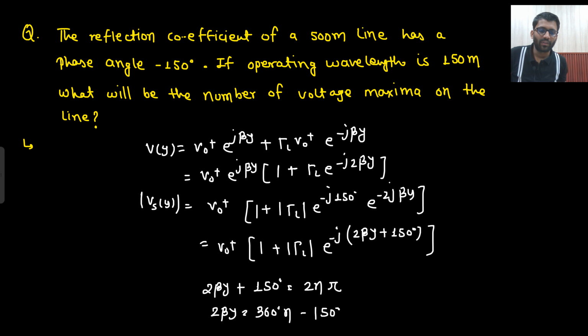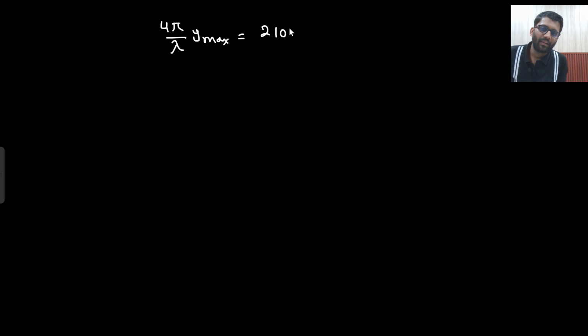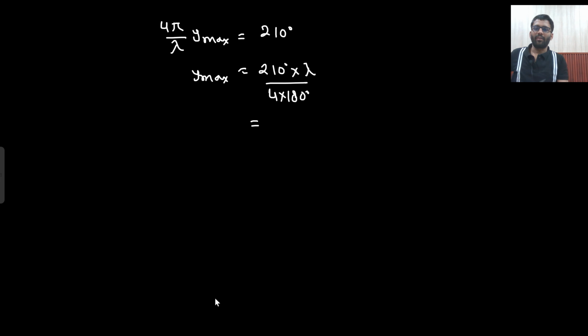If I put n equals 1, here it would be 4 pi by lambda into y maximum. With n equals 1, it would be 210 degree. So what will be y max? That would be 210 degree into lambda divided by 4 into 180 degree, that is 210 divided by 4 divided by 180. We get 0.29166 into lambda.